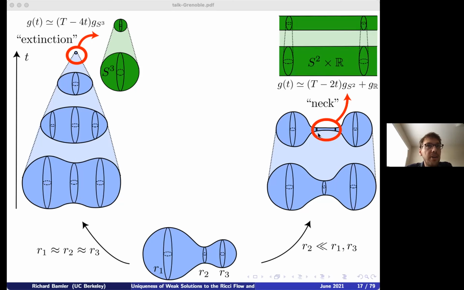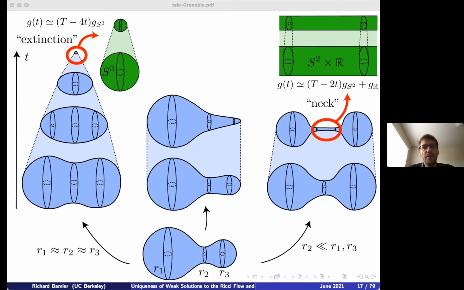Interestingly, this metric is only local. So the singularity is only local. So the singularity only occurs here, and the metric here actually limits to some smooth metric at the singular time. And then there is an intermediate case. So this is called the neck singularity case or neck pinch.